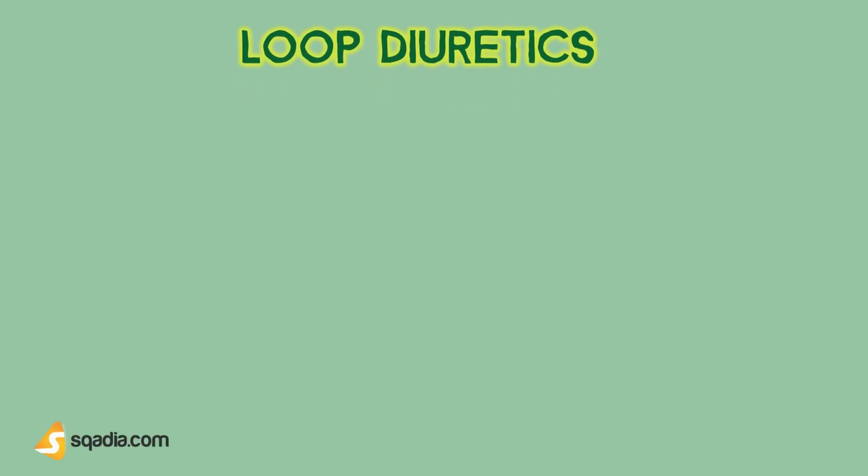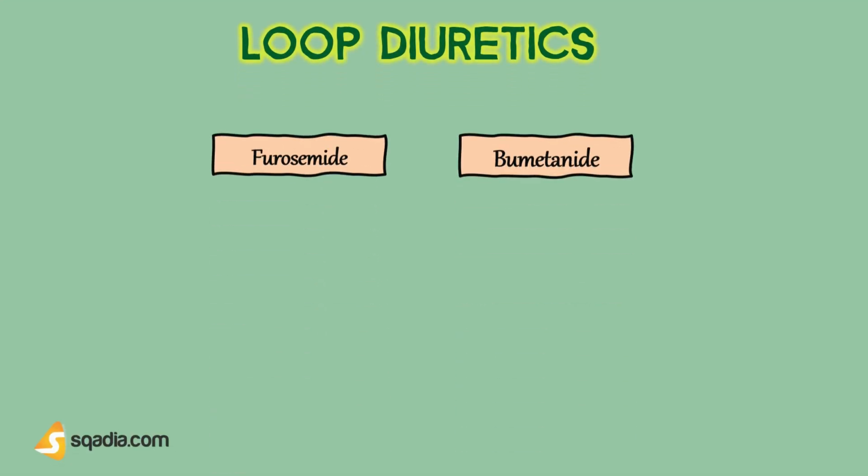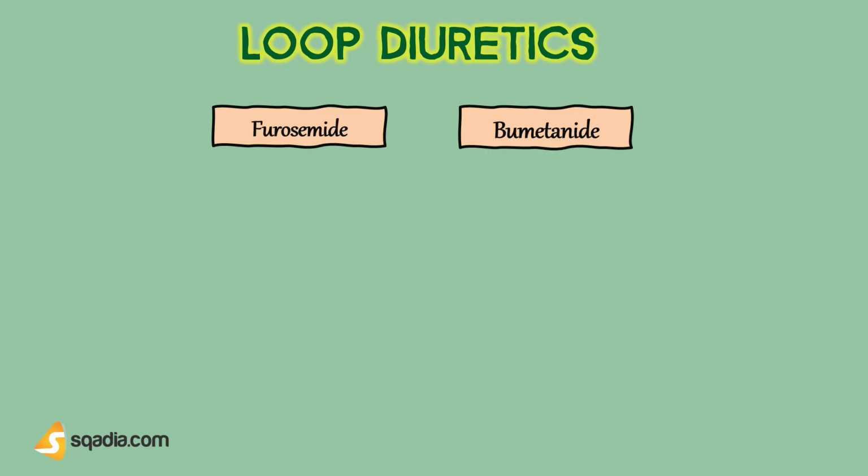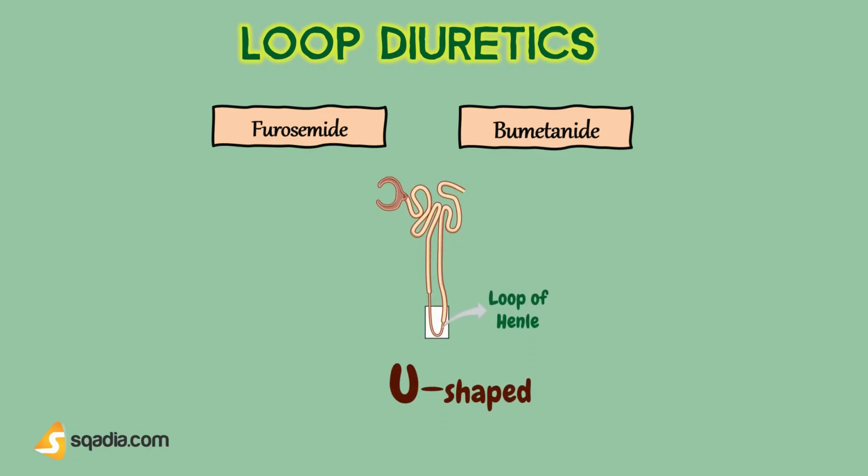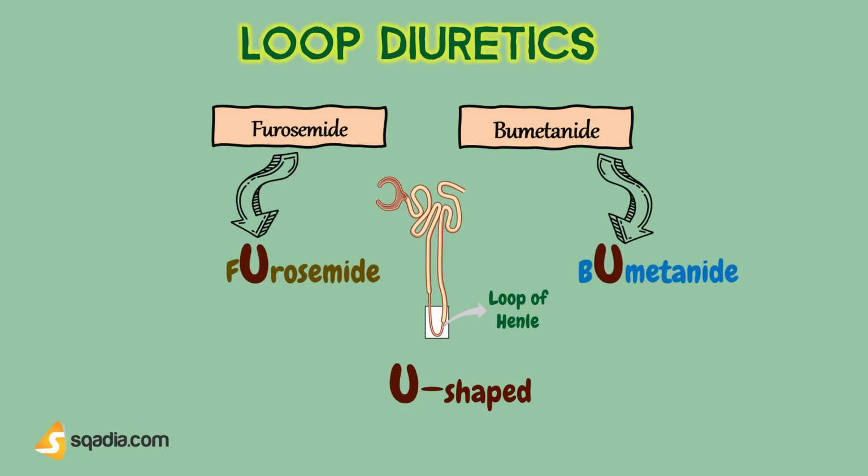The next mnemonic will help you memorize loop diuretics. We know that furosemide and bumetanide are both loop diuretics. We also know that the loop of Henle is U-shaped. So remember, both these share the letter U, and this can be a helpful reminder.